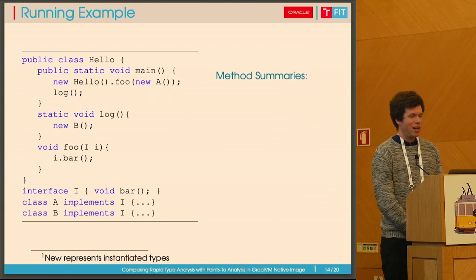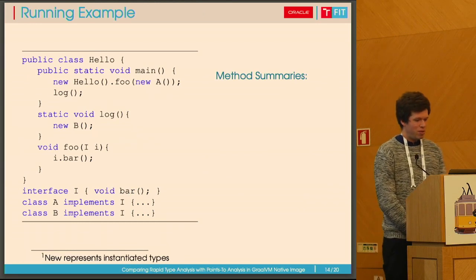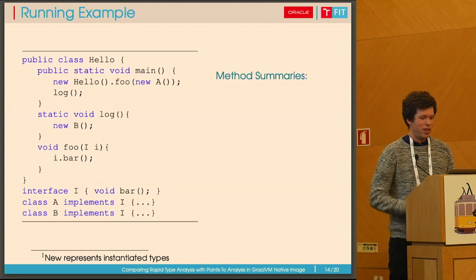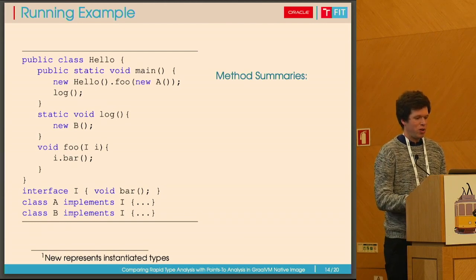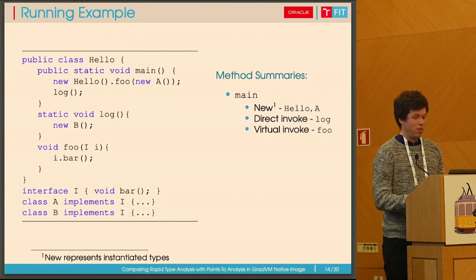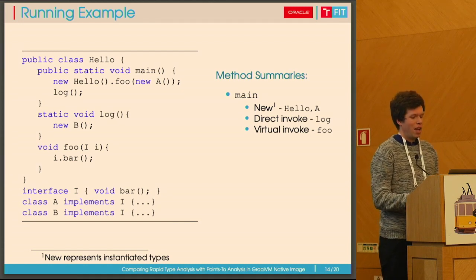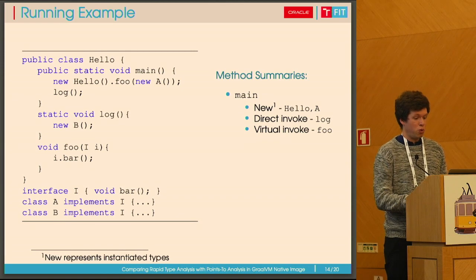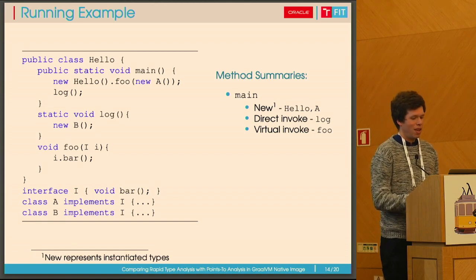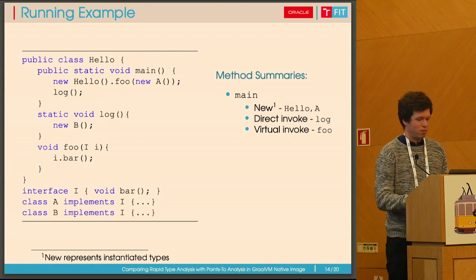Let us now run the analysis on a simple example. Suppose we start from the method main, which instantiates type Hello and A, virtually calls method foo, and directly calls method log. When we see the direct invoke of method log, we can immediately register it as invoked, because it is direct, of course. And when processing the virtual invoke foo, we have to consider all instantiated subtypes of the type Hello, which in this case is only Hello itself. Therefore, we resolve the method into Hello.foo.